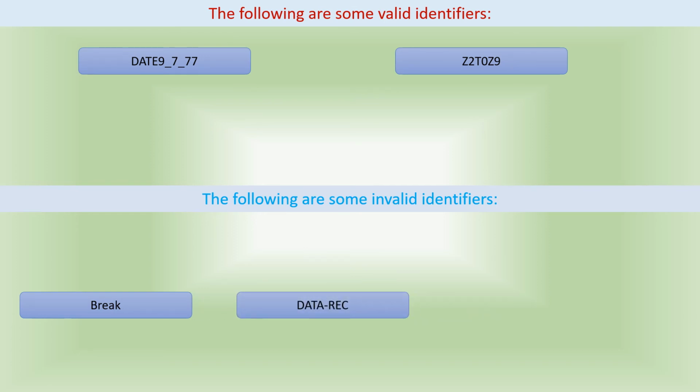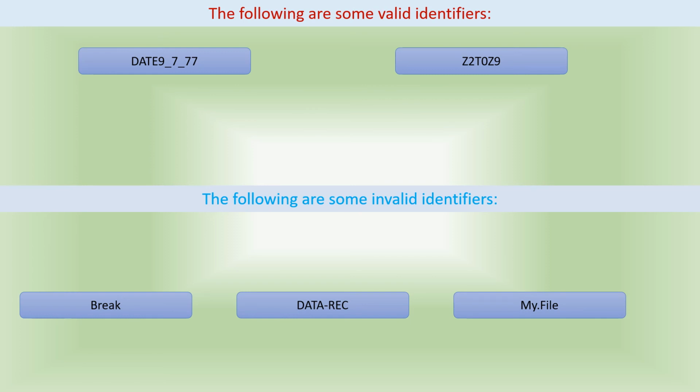Then next is data dash rec. This symbol dash is not allowed. Only two special symbols are allowed, that is underscore and dollar sign. This is not allowed, so we may call it an invalid identifier.